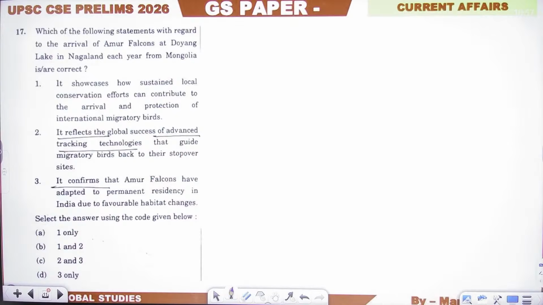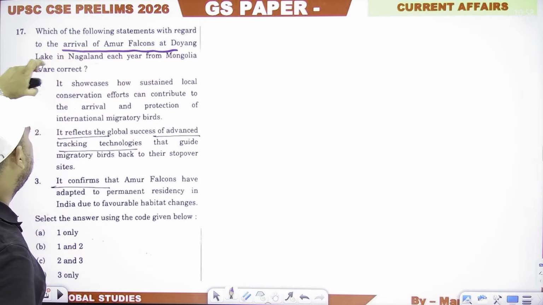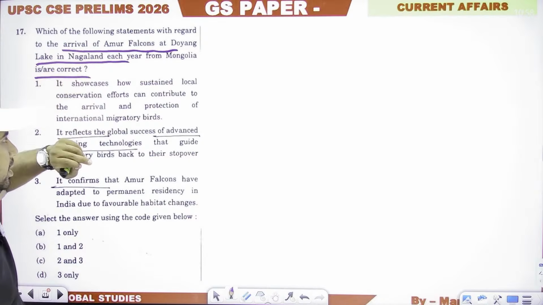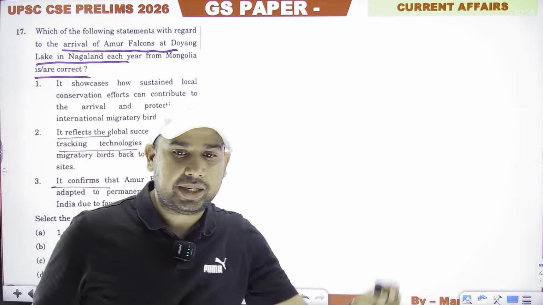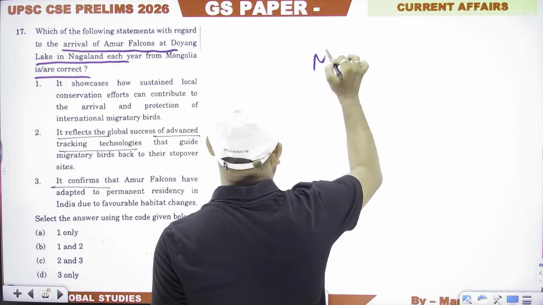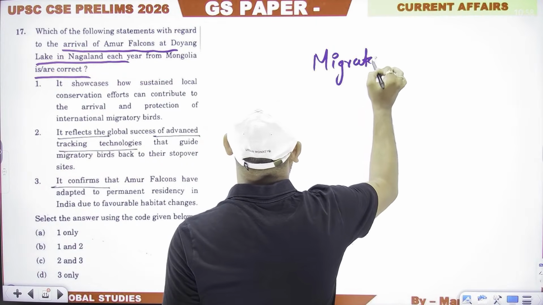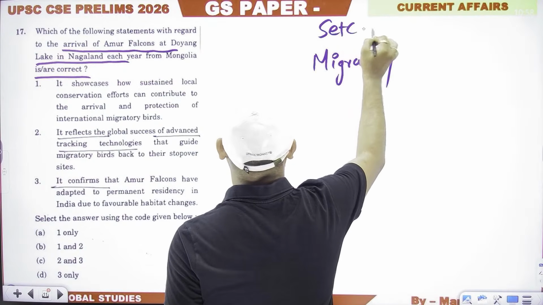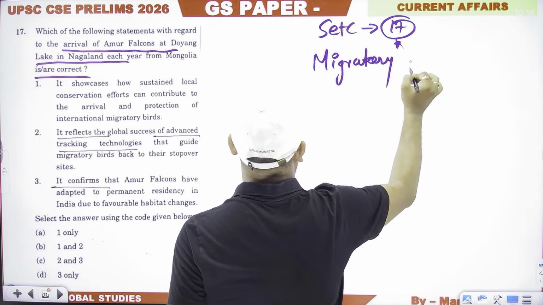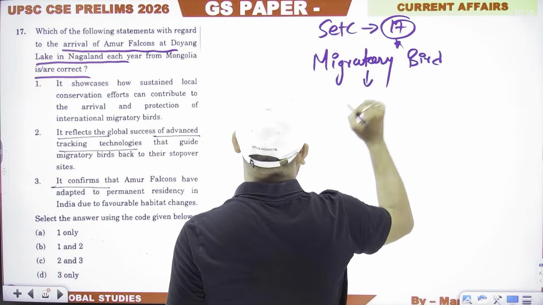Now we move towards the next question. This question is related to a kind of migratory bird named Amur Falcon. First go through this question very keenly. Here they are asking which of the following statements with regard to the arrival of Amur Falcon at Doyang Lake in Nagaland each year from Mongolia are correct. A bird which is considered a migratory bird. We are referring to this question from set C, question number 17. And it is associated with a migratory bird named Amur Falcon.